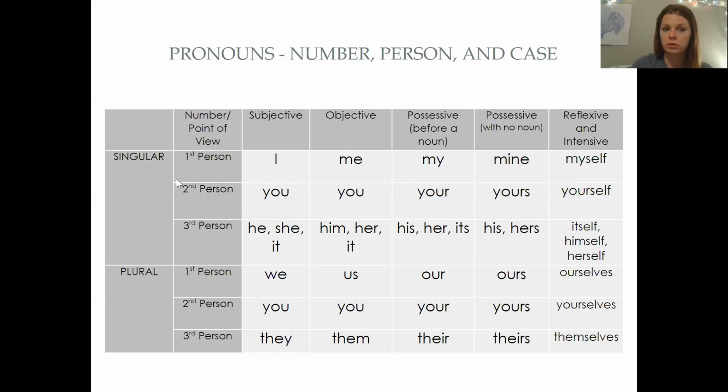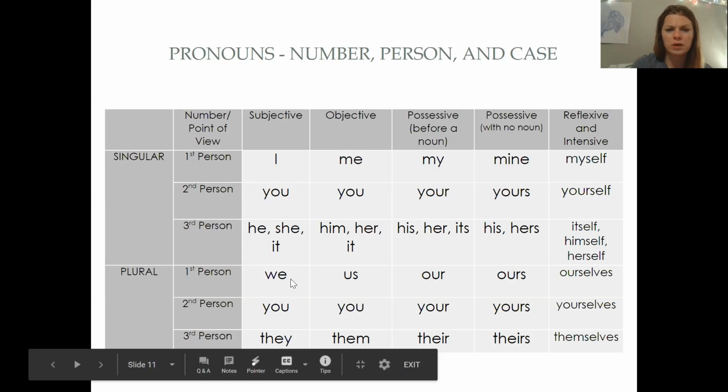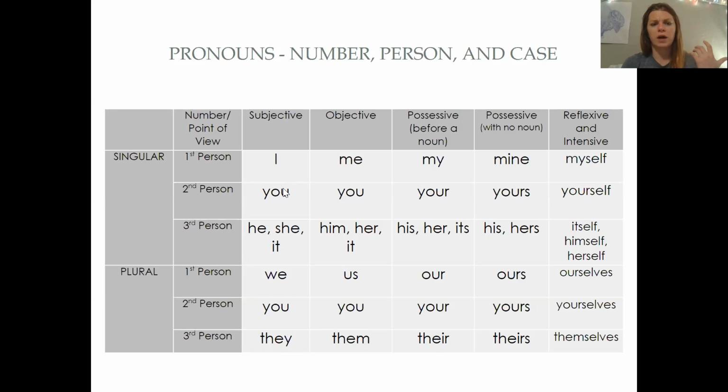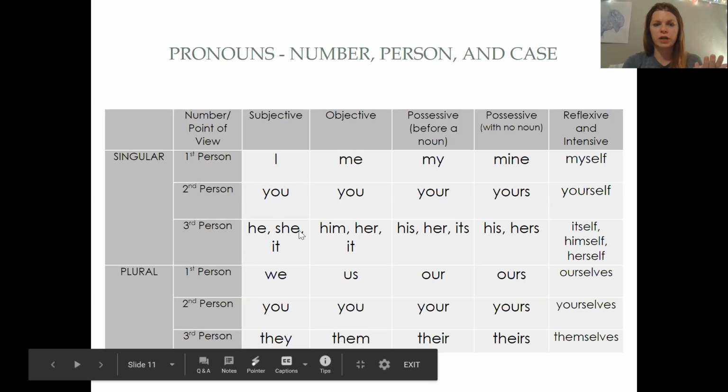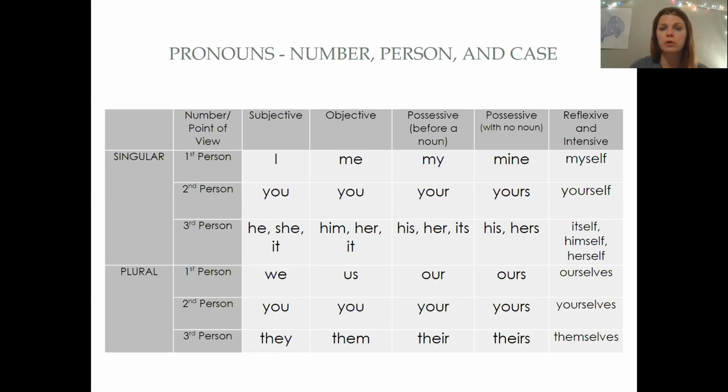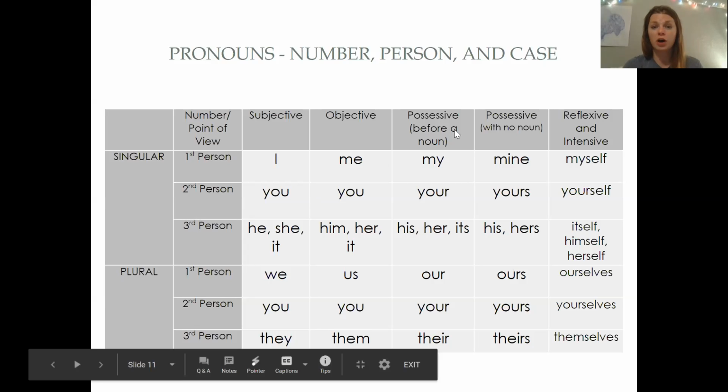Again, singular, first person: I, me, my. Second person: you. This is the same as first, second, and third person perspective in fiction. And then third person is he, she, it, somebody who's outside of the story. And then plural, we know that if we just say I, if you add a person, then you go to we. If you have you, it just is you again, or he, she, or it. And then if it's plural, it becomes they. So this chart will just be helpful to you. Don't get overwhelmed, but make sure you write it down, because we're going to come back to it. And make sure you put a star above the possessive before a noun.